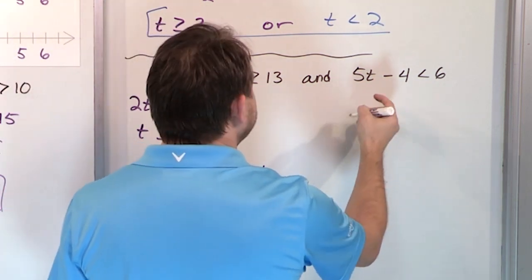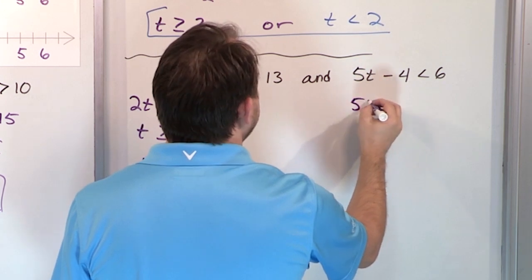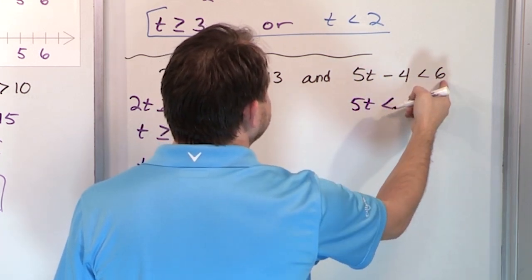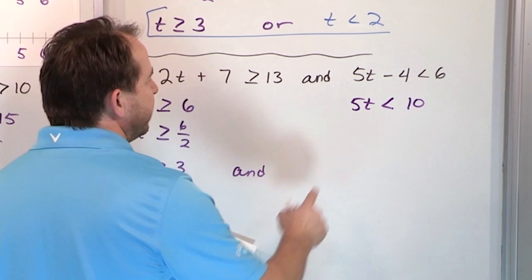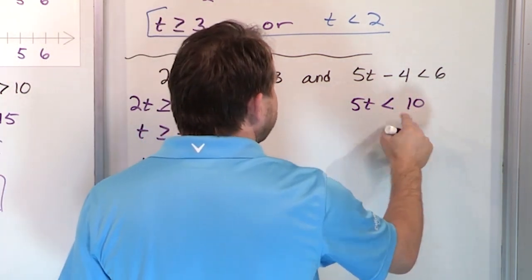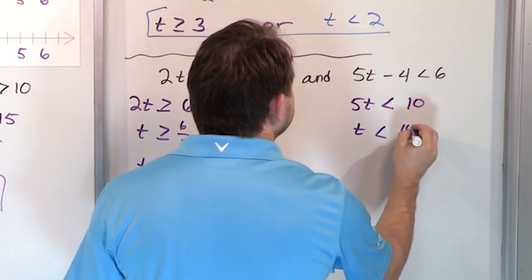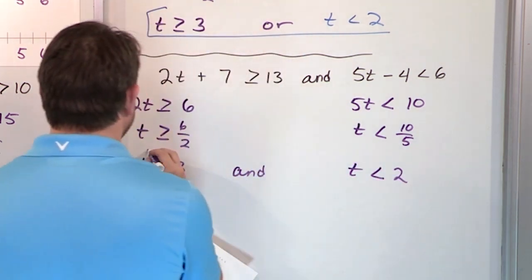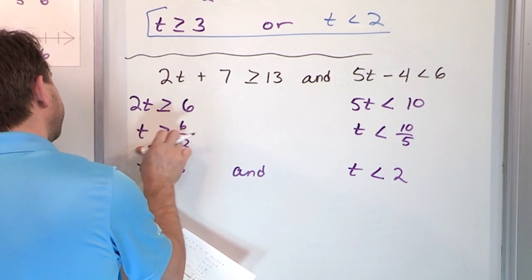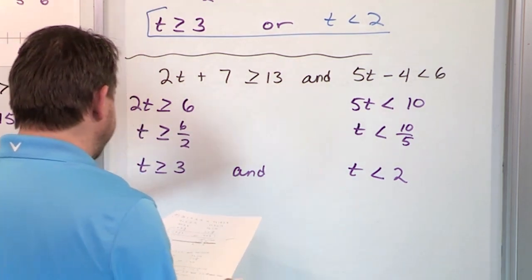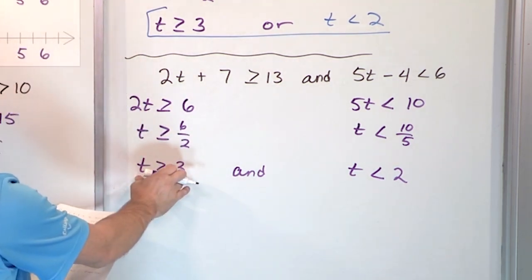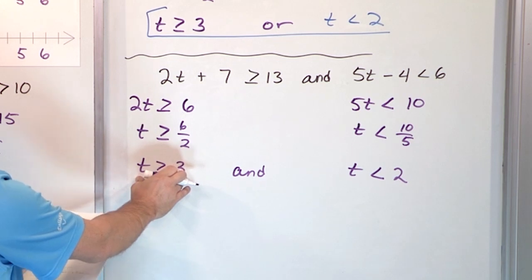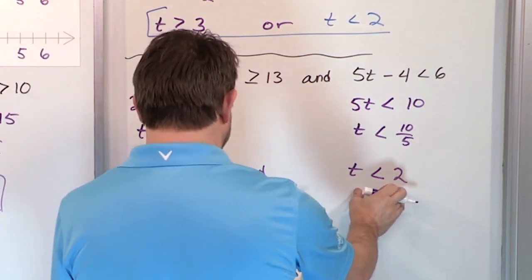And then on the other side, we're going to move the 4 by addition. So we'll have 5t less than, so what is 6 plus 4? It's 10. Because we just add 4 here, and then we have t less than 10 over 5, and then we have t less than 2. So this is the answer that you could circle. I guess I'll leave it off because there's another way to write this. We're basically saying t is greater than or equal to 3 and t is less than 2.